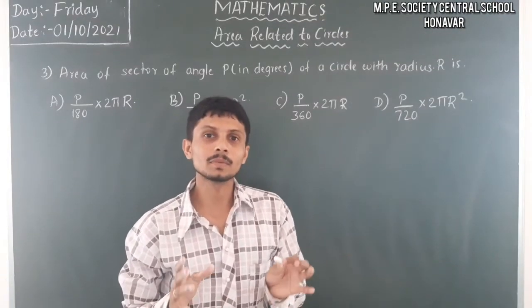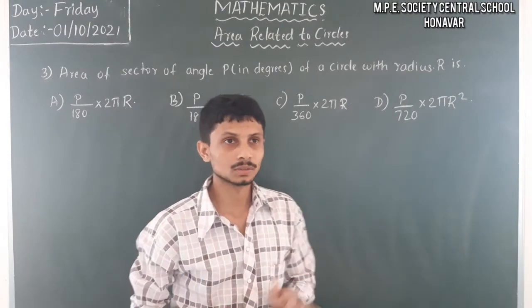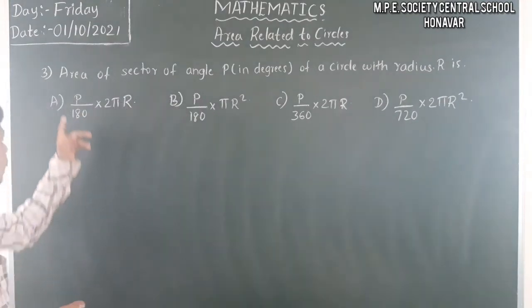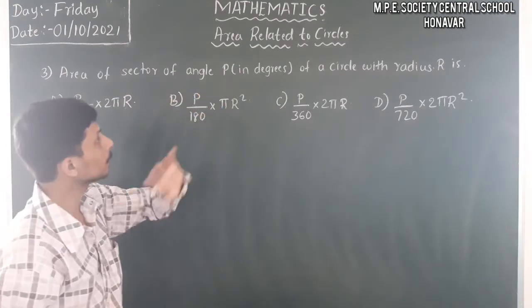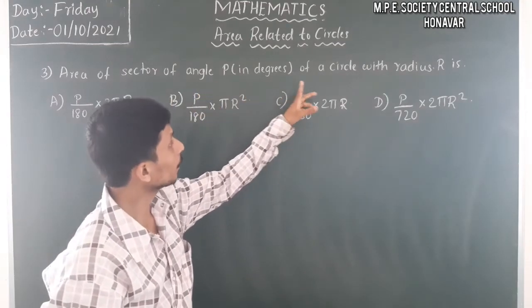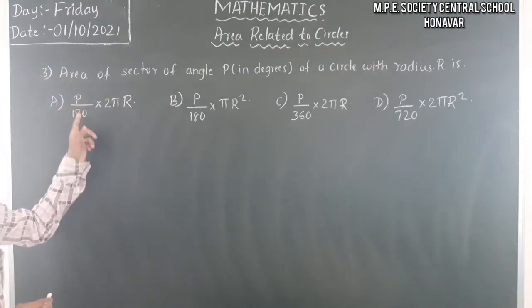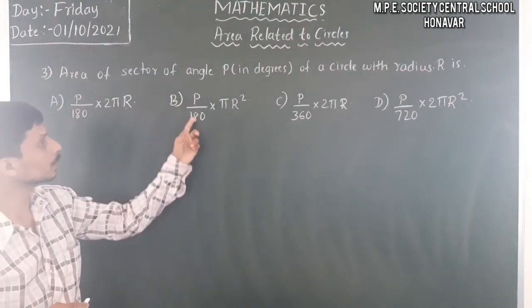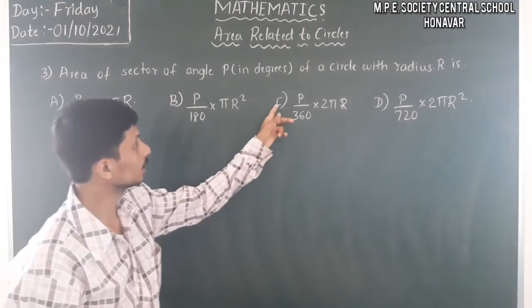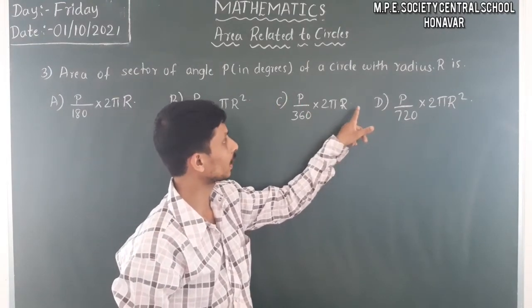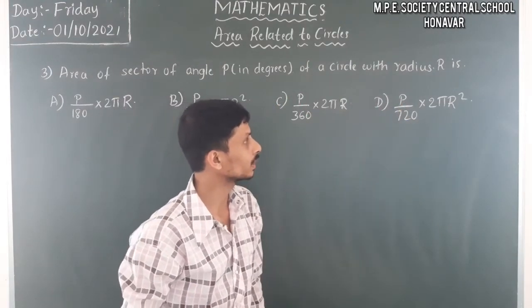Let us have one multiple choice question here. So here is the question. The area of a sector of an angle P in degrees of a circle with radius R is. So here the options are given: A, P by 180 into 2 pi r; B, P by 180 into pi r square; C, P by 360 into 2 pi r; and D, P by 720 into 2 pi r square.